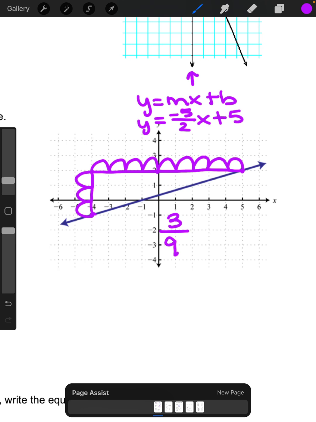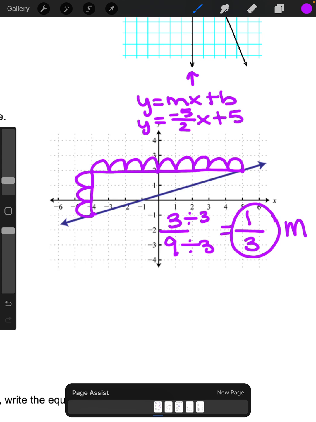Now, I'm looking at 3 over 9 right here. And while 3 over 9 could be the slope of this line, we always want to make sure we write it in the simplest terms. So I can simplify this fraction by dividing both numerator and denominator by 3. I know that 3 divided by 3 is 1, and 9 divided by 3 is 3, which makes the slope of this line 1/3. So that is my m.